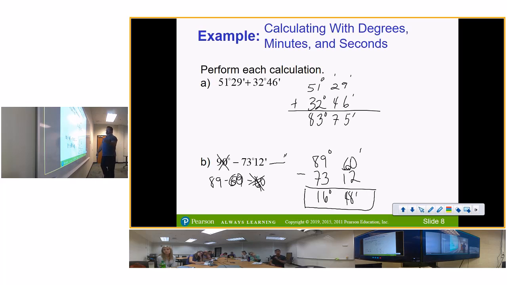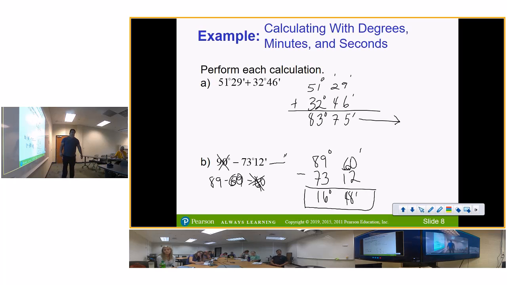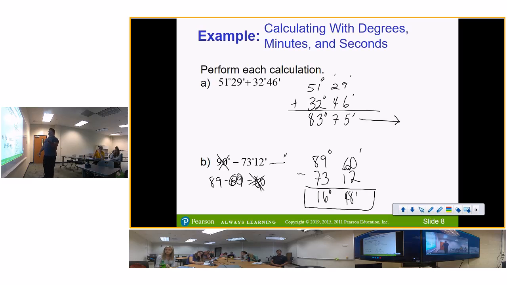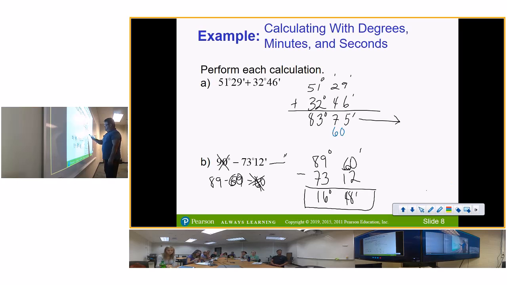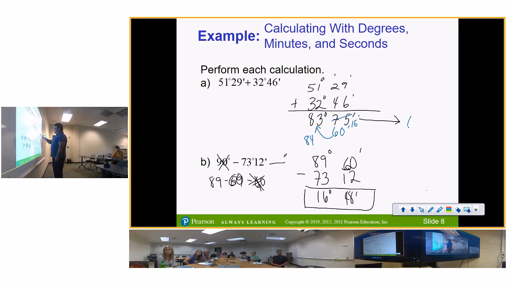This one is not finished because you don't have 75 minutes in a degree. Think of it like 90 minutes. You don't say 90 minutes, you say an hour and a half. So in this case, 60 minutes is a degree. So that 60 minutes, bump this up to 84, and that leaves 15 minutes here. So your final answer is 84, 15.